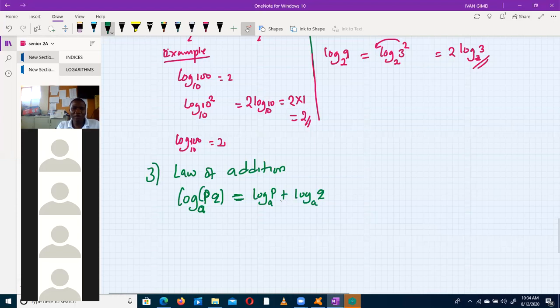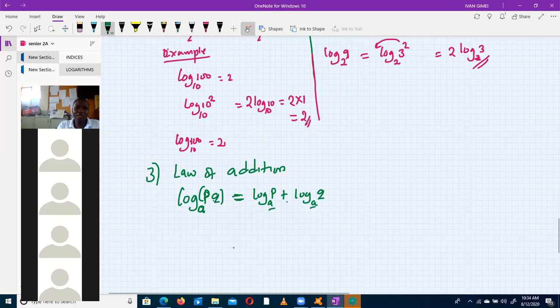If I'm adding 2 logarithms, then it's the same as multiplying. I just multiply them, the same base. If you're adding 2 logarithms to the same base, what do you do to the powers? Or what do you do to the logarithms? You simply multiply them. You're adding here, you multiply.